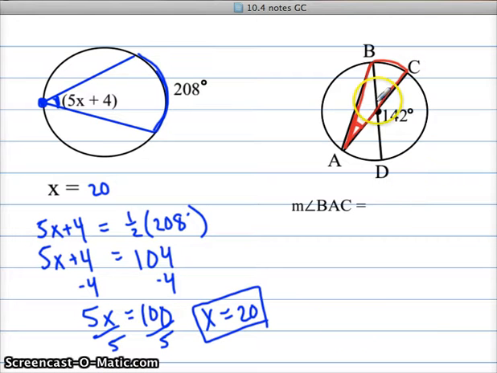Now they gave us this 142 degrees. This angle right here is 142 degrees. They're giving us that for a reason. So this blue angle is 142 degrees. This blue angle, though, is a central angle. Do you see how the vertex is on the center? That means that it will be the same as the arc it's grabbing onto. So this blue arc will also be 142 degrees. Central angles are the same as their arc.